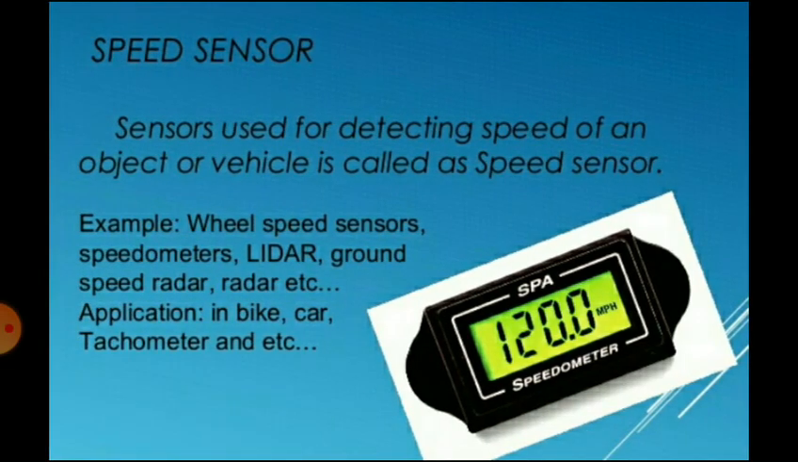Then speed sensors. A sensor used for detecting the speed of an object or vehicle is called a speed sensor. Examples are wheel speed sensors, speedometers, lidar, ground speed radars, etc. And applications are in bikes, cars, tachometers, etc.